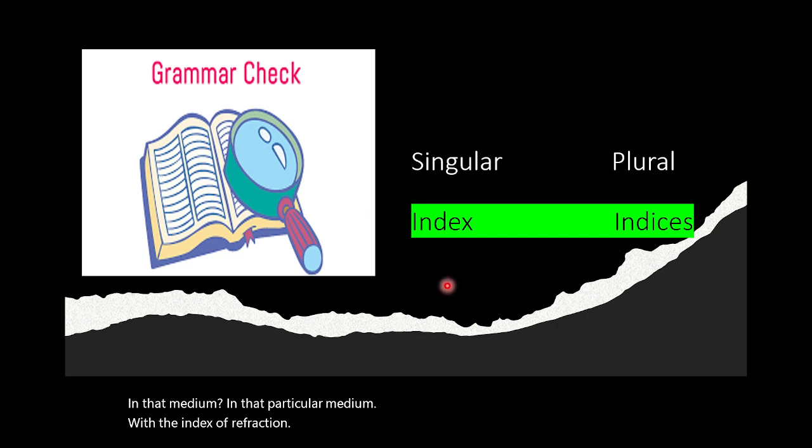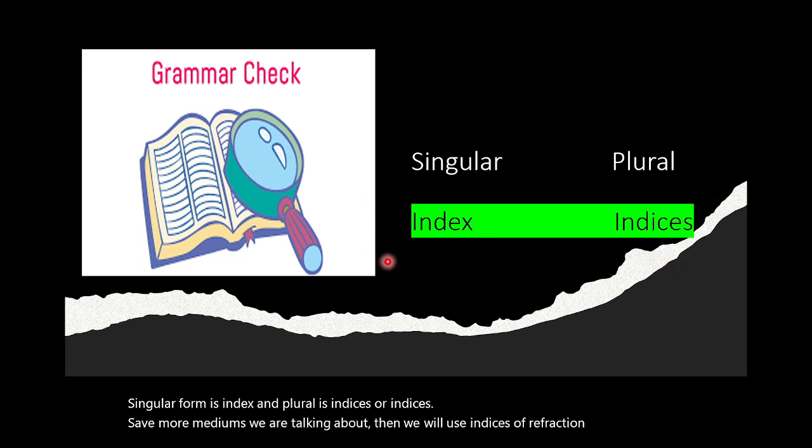Now here let's do a grammar check. The singular form is index and the plural is indices. So if we are talking about more media, then we will use indices of refraction, and for one, index of refraction.